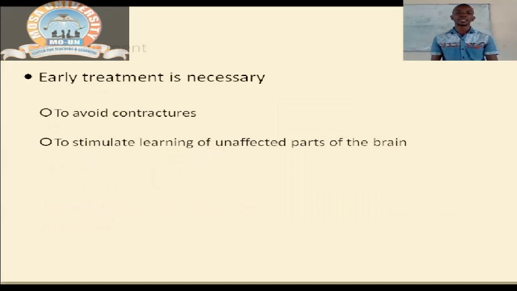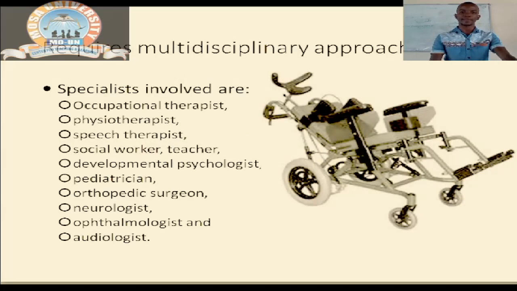Now we come to the management. The first thing we need to note is that the earlier we treat, the more benefits we get in our outcome. Early treatment is necessary because we are going to avoid contractures. We are also going to stimulate the learning of affected parts of the brain. So when we treat early, we have hope that we're going to recover some of the abilities that these children are supposed to be having.